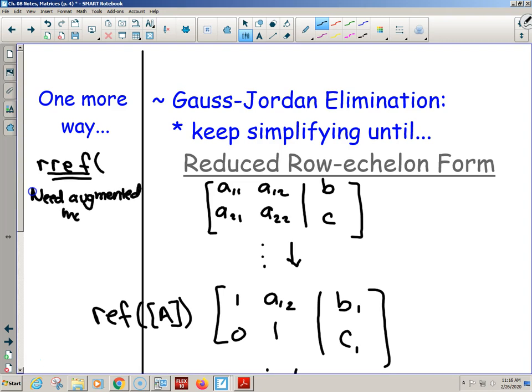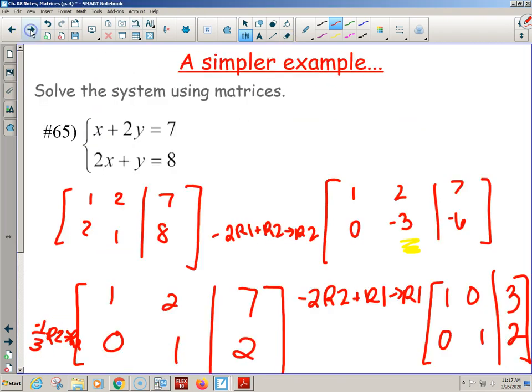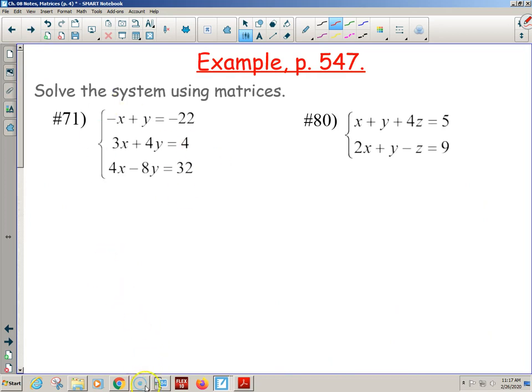Augmented matrices need to be a square matrix. I'm just going to put square because it could be 2x2, 3x3, 4x4. I need the square matrix: 2 equations, 2 unknowns; 3 equations, 3 unknowns; 4 equations, 4 unknowns. I need a square matrix augmented with something else, or else my REF and my RREF won't work, which is a bummer. Meaning, it's illegal for this RREF. It's impossible for the calculator to solve this the way it's written.